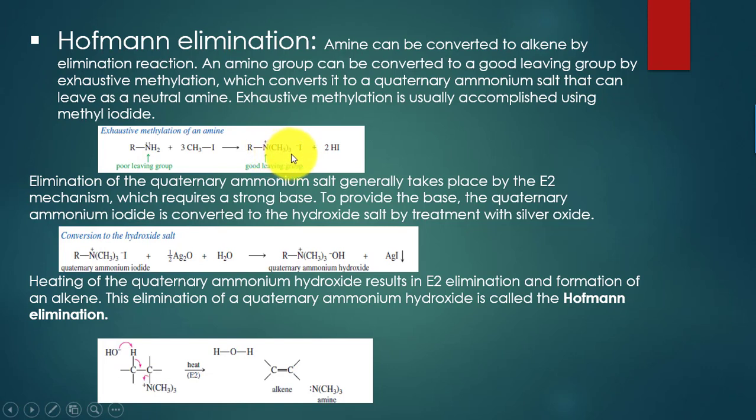So a good base is required. In order to convert it into a good base, we will need to react it with silver oxide in the presence of water. So this quaternary ammonium salt will get converted into quaternary ammonium hydroxide, and simply by heating this quaternary ammonium hydroxide leads to the formation of alkene, amine and water.